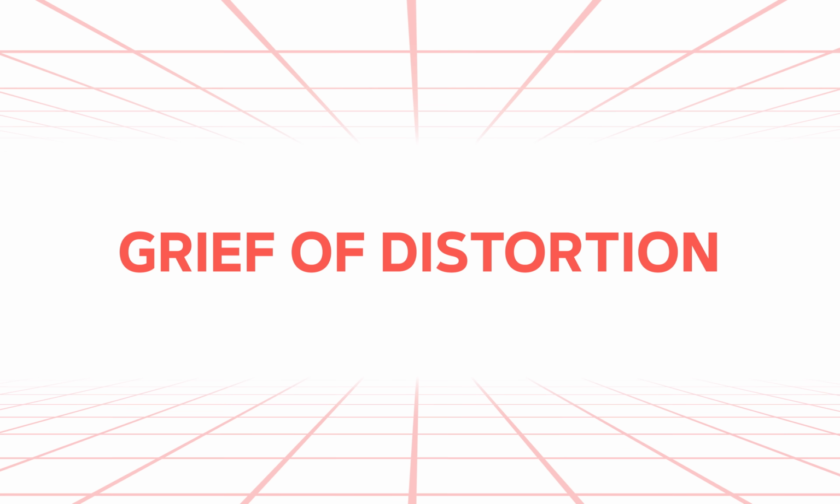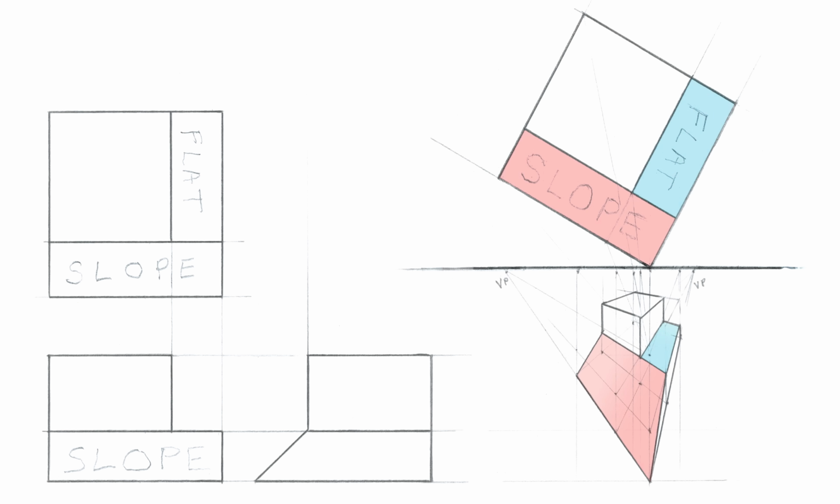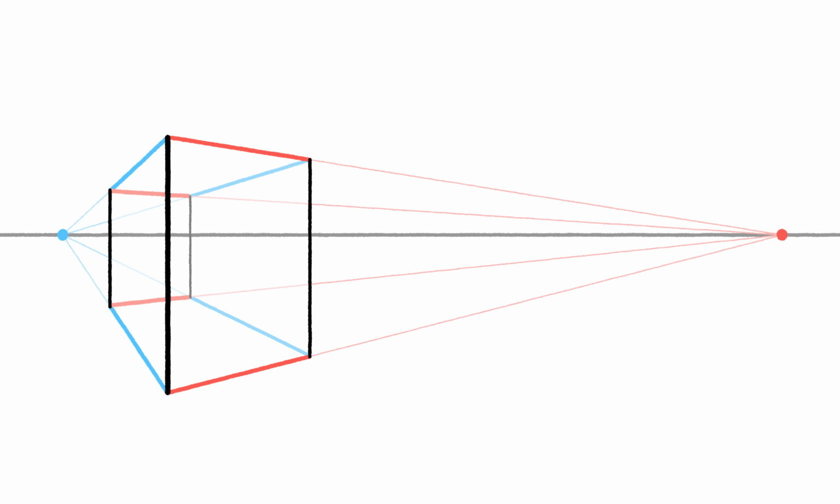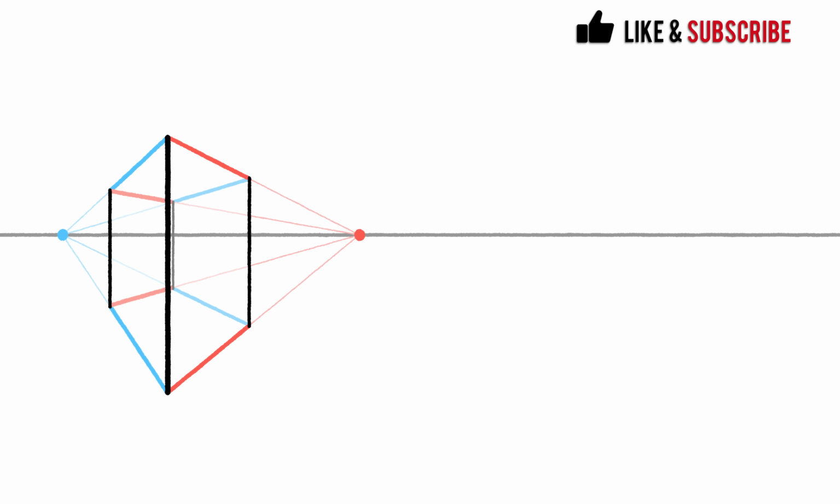Grief of distortion. Spatial distortions are almost impossible to draw accurately without plan projections. With plan projections, they're easy to overdo, and we can't know how they will look until we've done all the work. But here's what we know. Wide-angle distortions happen when vanishing points come close together. Now, that introduces another confusion.